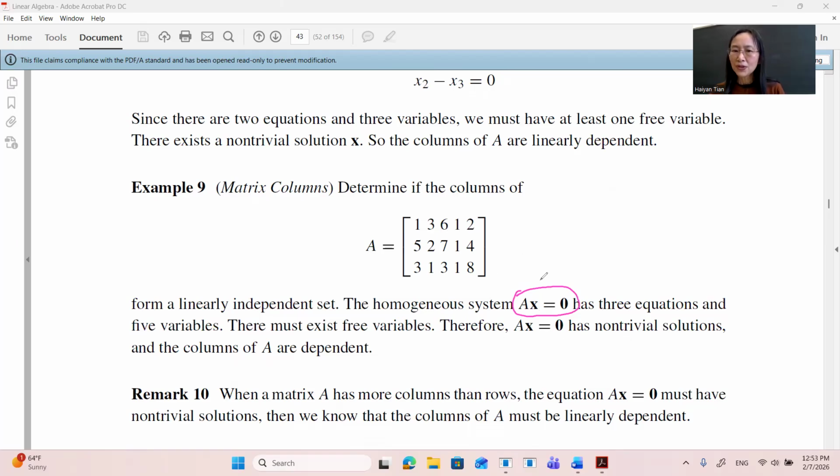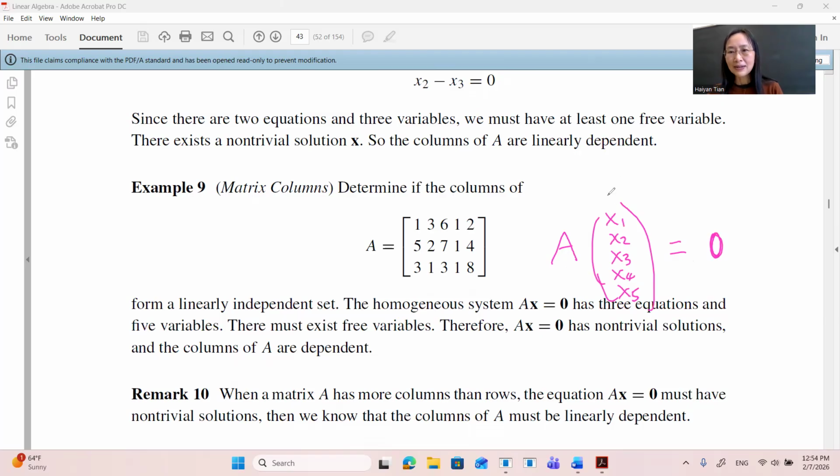So once we solve, there must be at least 2 free variables, maybe even more. We know we have 3 equations, 5 variables in this. Because when we solve this as a linear combination of the columns of A, we have A times x1, x2, x3, x4, x5, so AX equals 0 on the right-hand side.